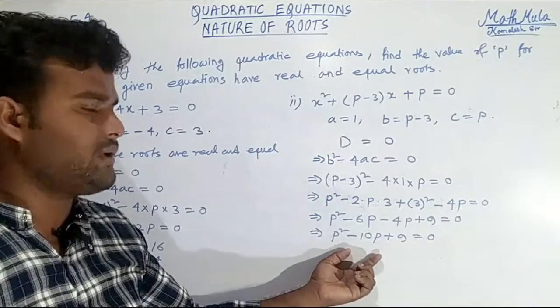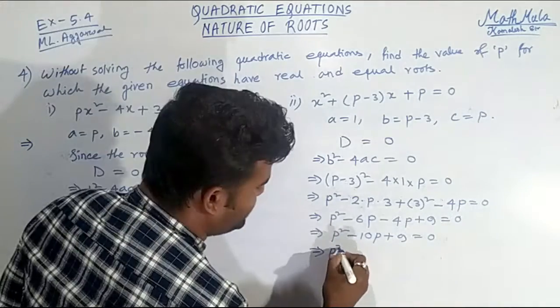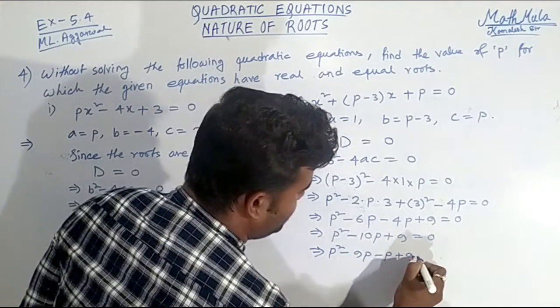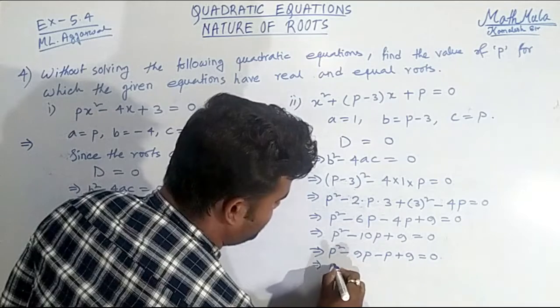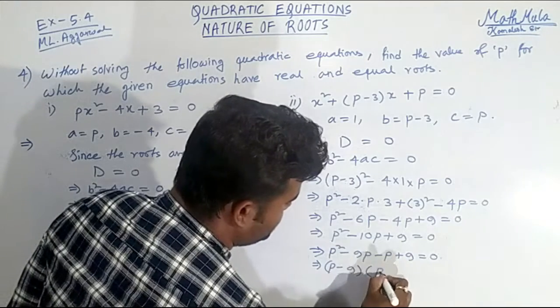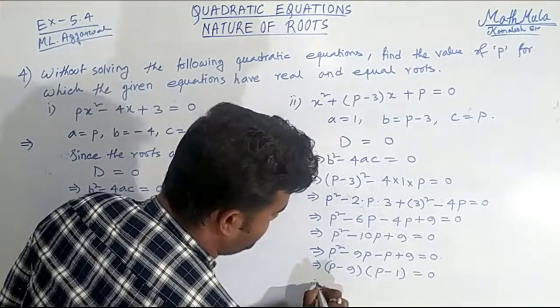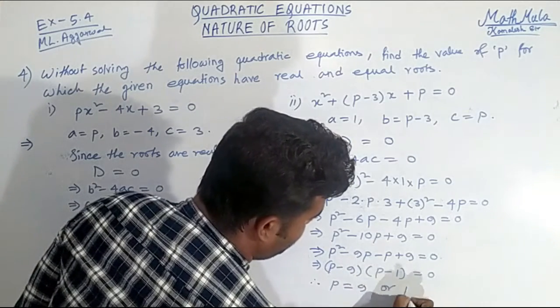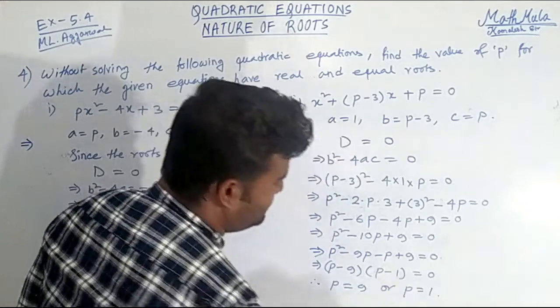Now we solve this quadratic equation by the middle term method. p square minus 9p minus p plus 9 is equal to 0. That implies (p minus 9) and (p minus 1) is equal to 0. That implies either p is equal to 9 or p is equal to 1. That's it.